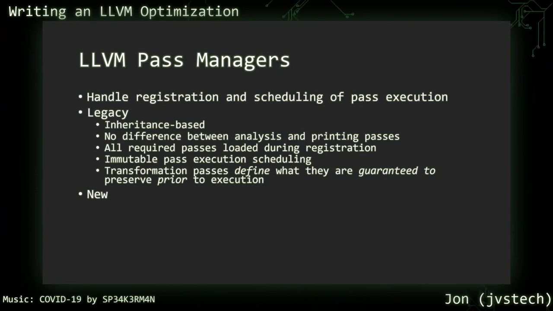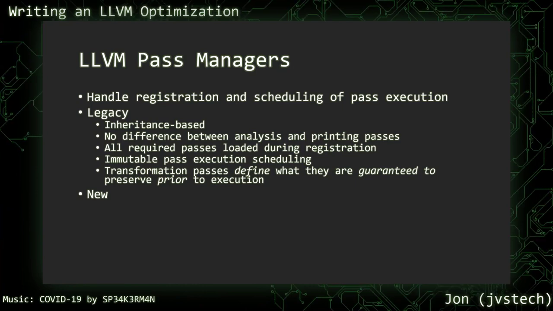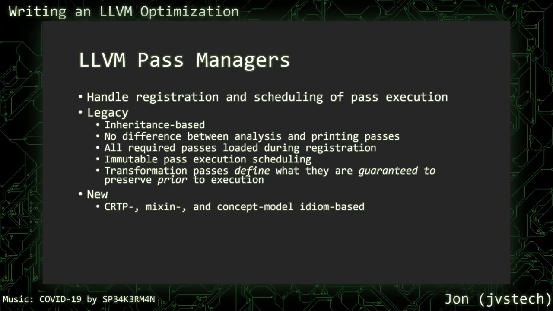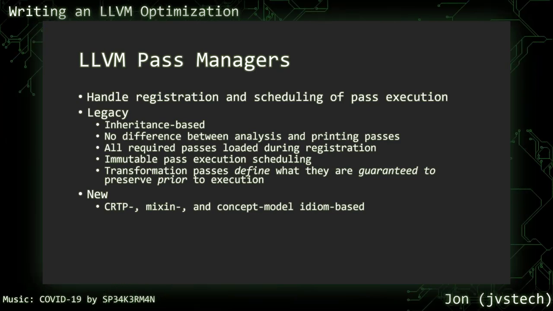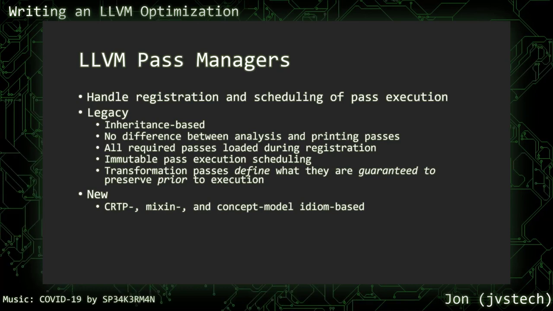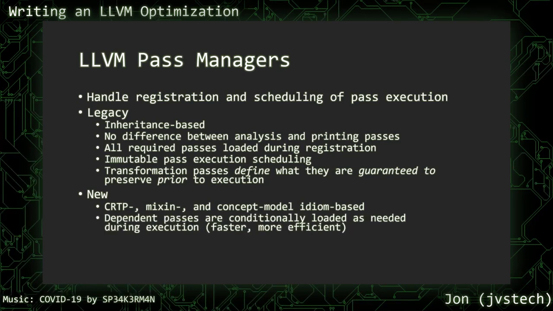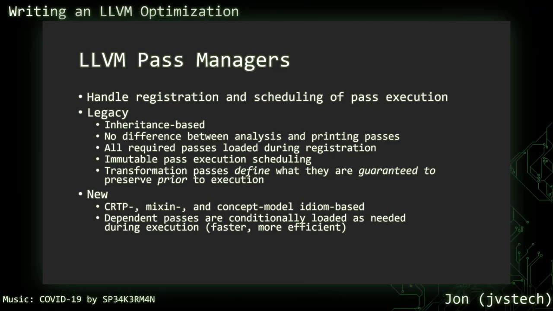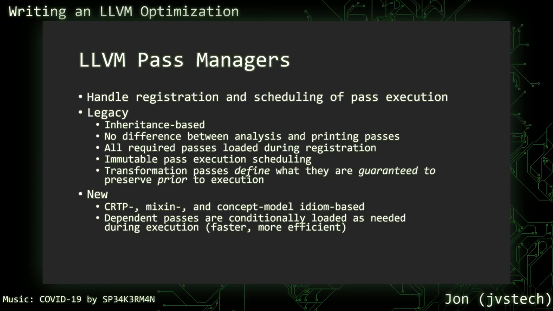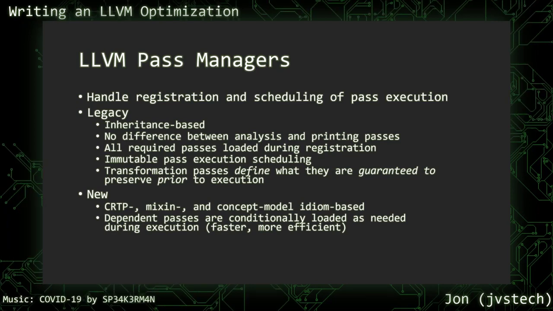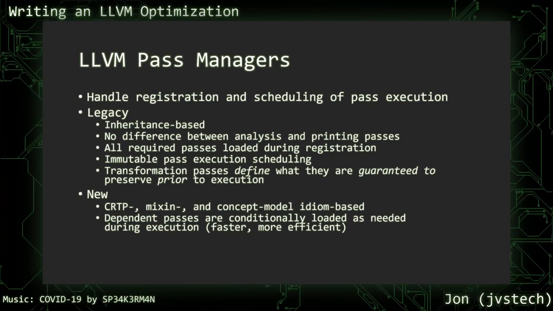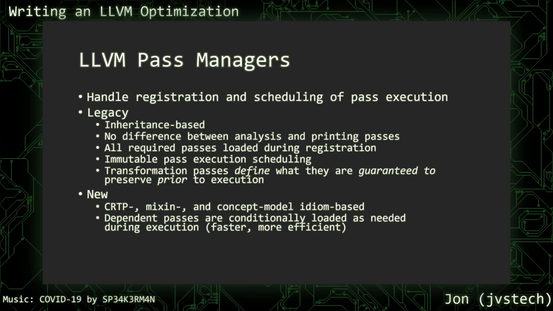The new pass manager aims to fix many of the problems of the legacy manager. It employs CRTP, mixins, and uses the concept model idiom for polymorphism instead of absolute inheritance. This results in fewer vtable lookups and, as a result, faster code execution. Passes can conditionally execute other passes as needed instead of having to tell the pass manager which ones it may need. If a pass doesn't depend on another particular pass because it determined it doesn't need it, it isn't forced to load by the pass manager. Conversely, if a pass suddenly becomes needed, it can be loaded on request during the dependent pass's execution.